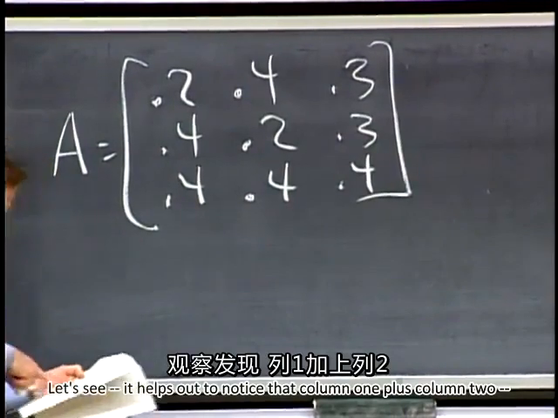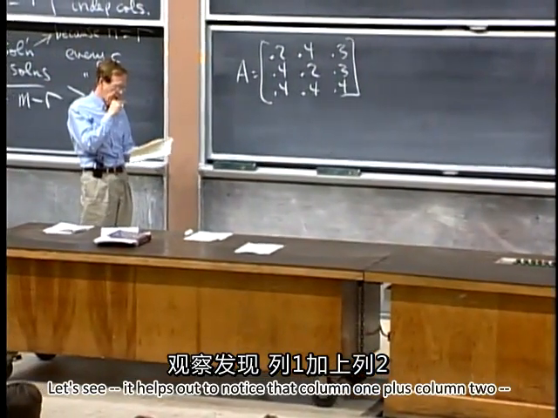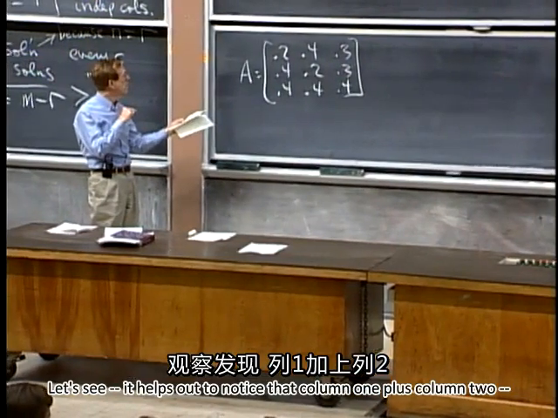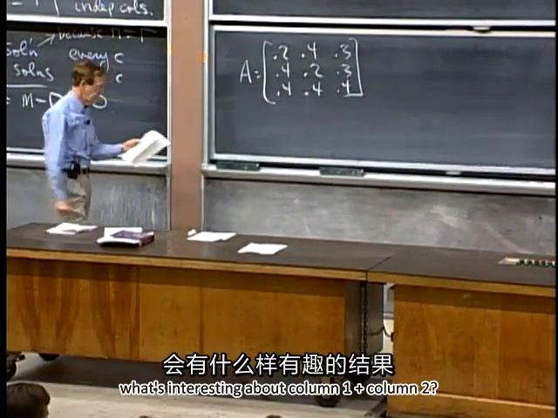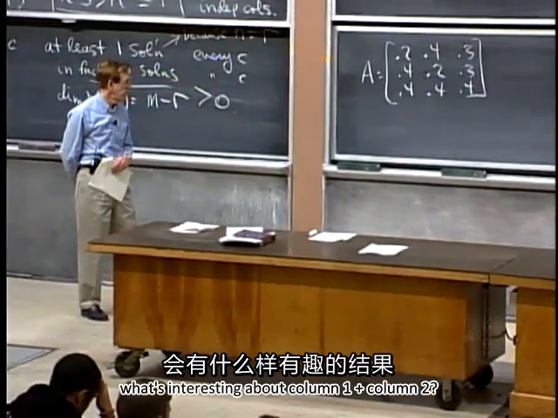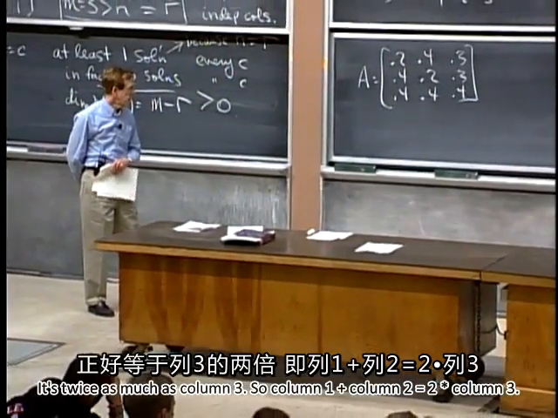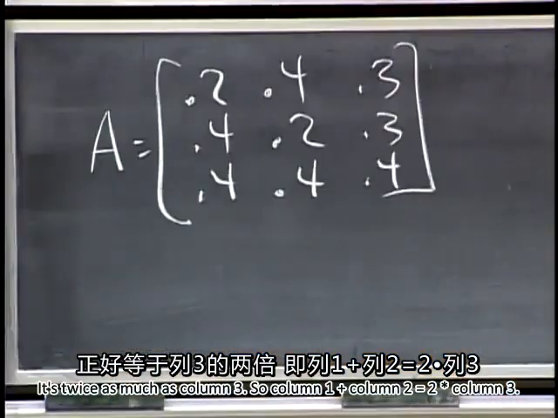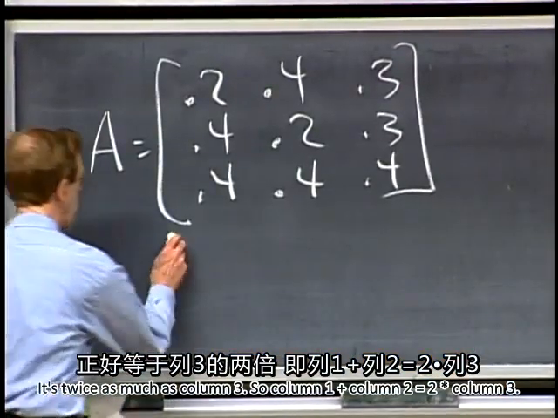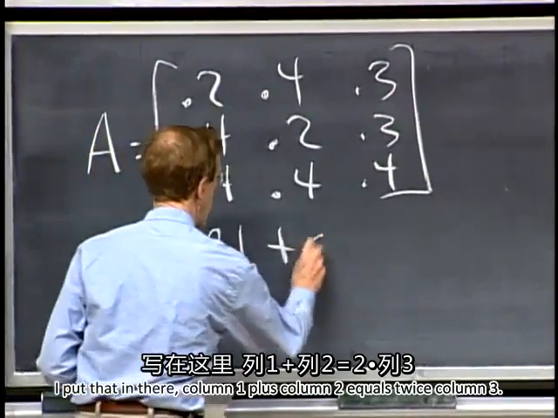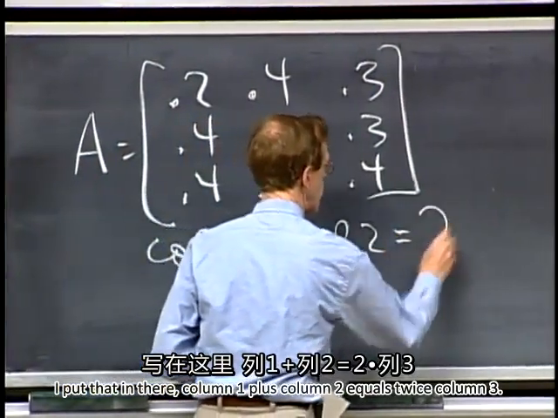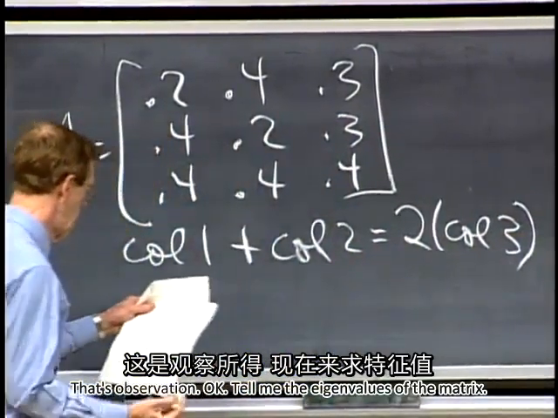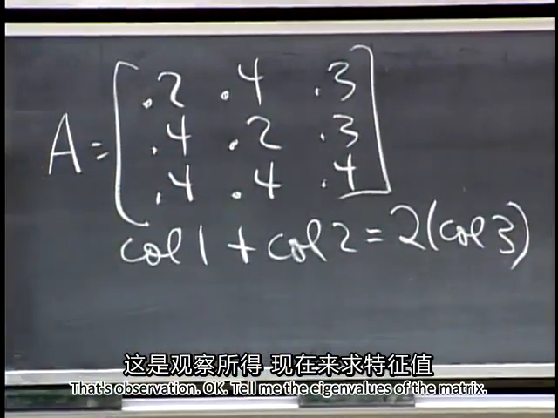Let's see. It helps to notice column 1 plus column 2. What's interesting about column 1 plus column 2? It's twice as much as column 3. So column 1 plus column 2 equals 2 times column 3. I put that in there. Column 1 plus column 2 equals twice column 3. That's an observation. Okay, I want you to tell me the eigenvalues of the matrix.